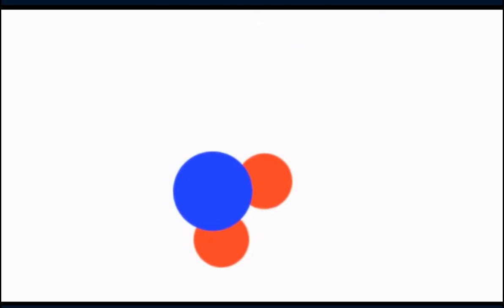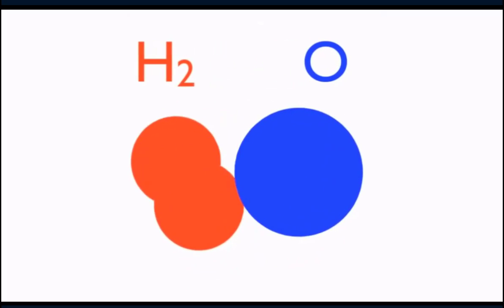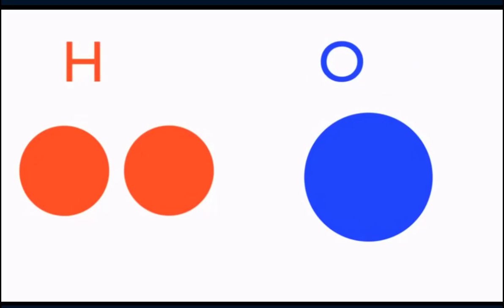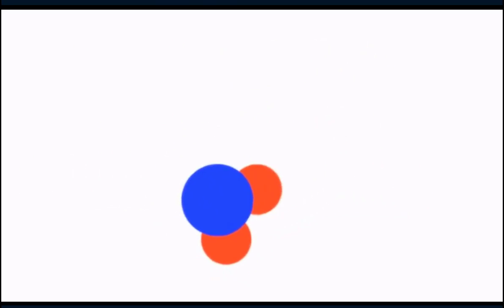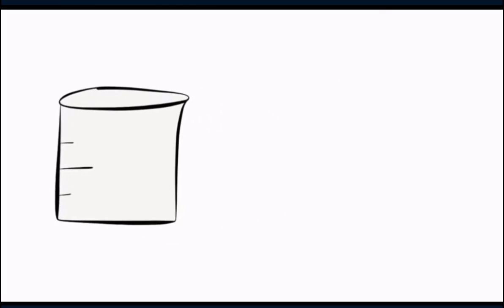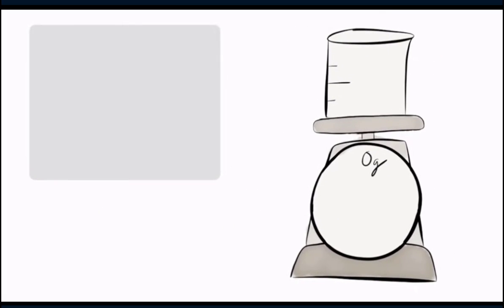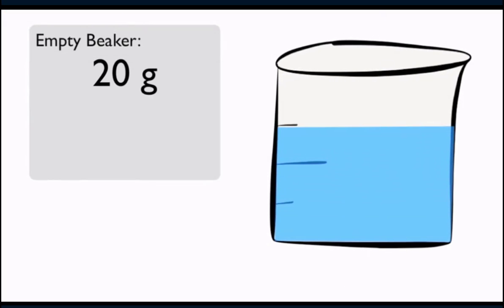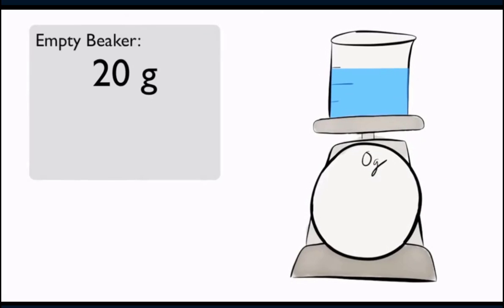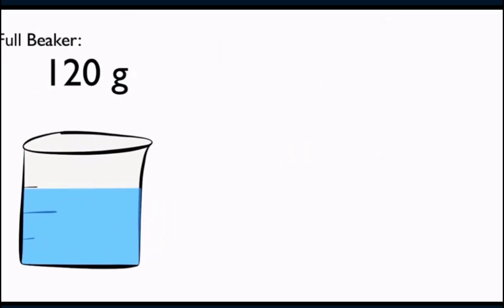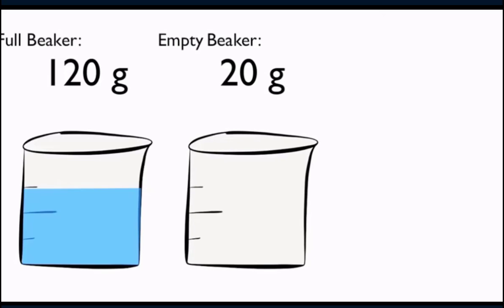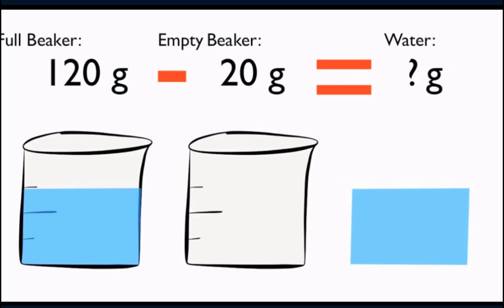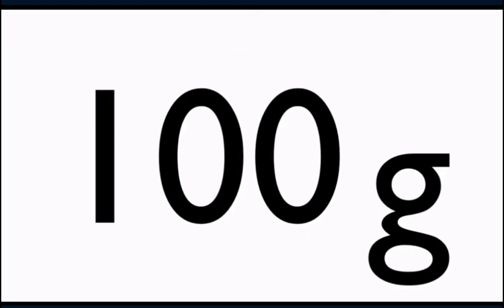Just like all matter, water has physical properties that can be measured and calculated. To find the mass of water, you need a beaker and a scale. First, find the mass of the empty beaker. Then, fill the beaker up with your desired amount of water. Next, use the scale to find the mass of the filled beaker. To find the mass of just the water, we need to subtract the mass of the empty beaker from the full beaker. Our sample is 100 grams.